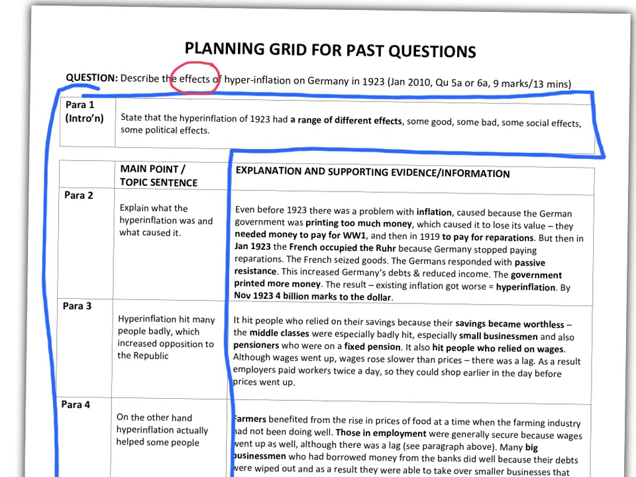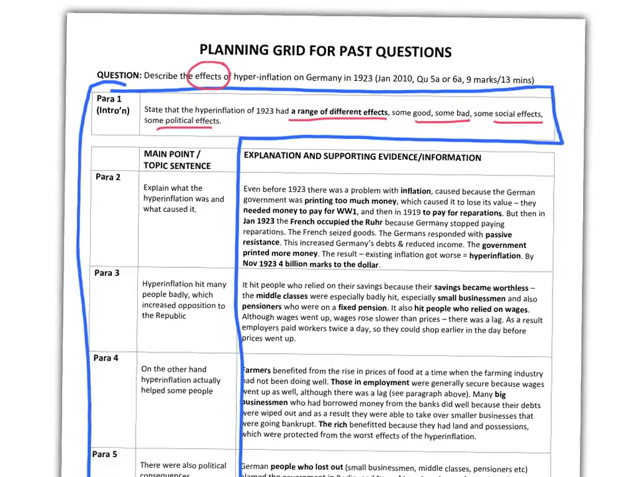So a good thing to do in the introduction is to say there were a range of different types of effects. Some were positive, some were negative, some were social effects, some were political effects. So point out the different types of consequence. Okay, this is a history exam, so using the correct terminology and showing you understand different types of consequence will score you marks.